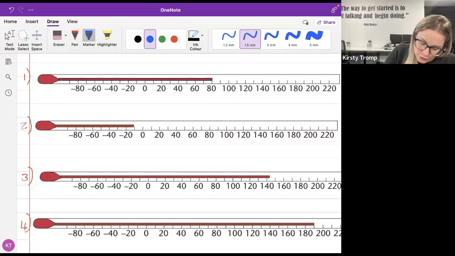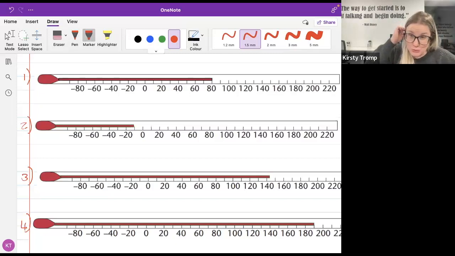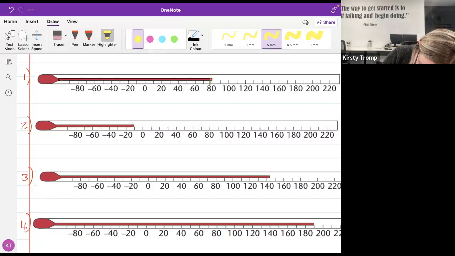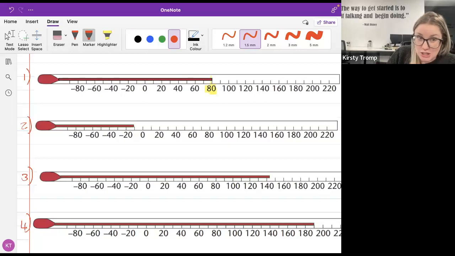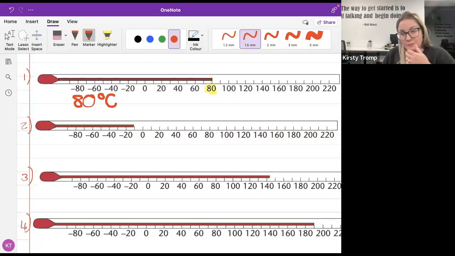So if we're looking at the first thermometer here, and we're trying to read the temperature off of it, firstly, we can see that this thermometer is reading in 20 degrees. So it's going up in 20s. And where this thermometer is stopping, it is stopping here on this line at 80. So I'm going to say that it's 80. And if I'm reading temperatures in South Africa, we say 80 degrees Celsius. So that's how we would write a temperature.